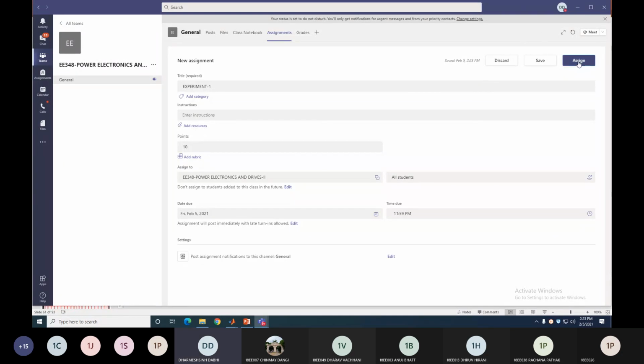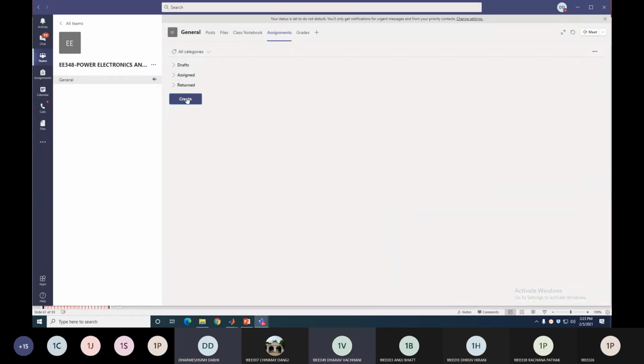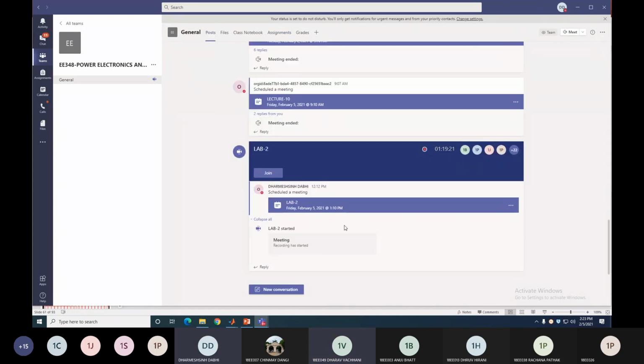Now I share this assignment to you. Create. Sir, we have to upload that model file only, right? Yes, you upload the model file. Okay, sir.